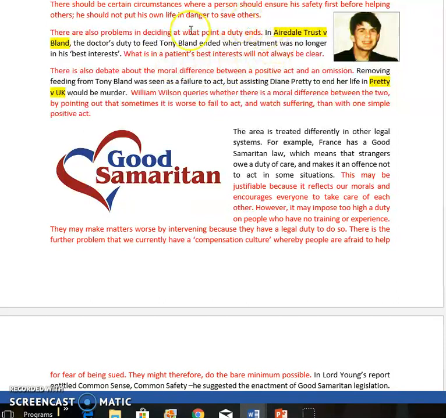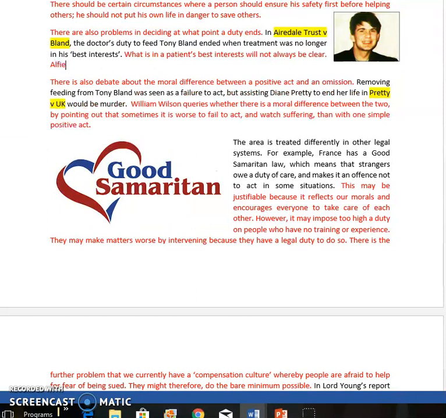I could have also put another fairly recent case in here. In fact, I'm going to add it in now. We've talked about this in class, the case of Alfie Evans from 2017. I'll just put it in black and highlight it so it's the right colours.